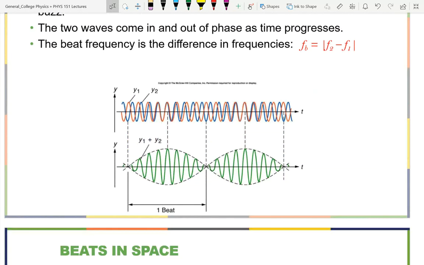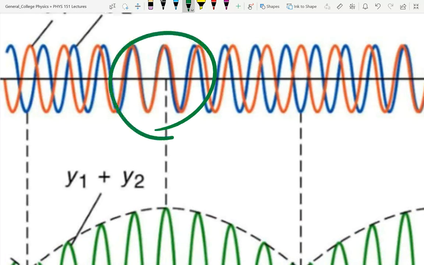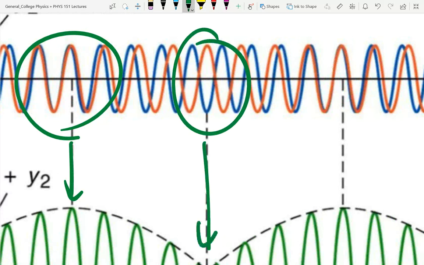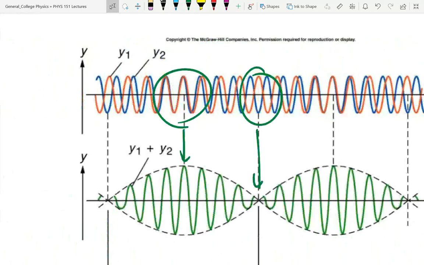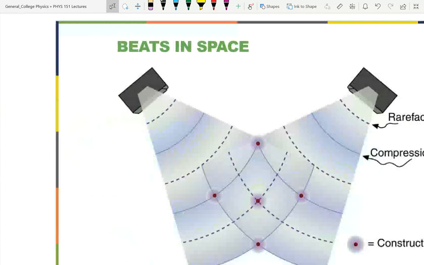Here's a picture to show how you have constructive interference here, getting you big, destructive interference here, getting you the small, just because they're slightly different frequencies. This thing also occurs in space.